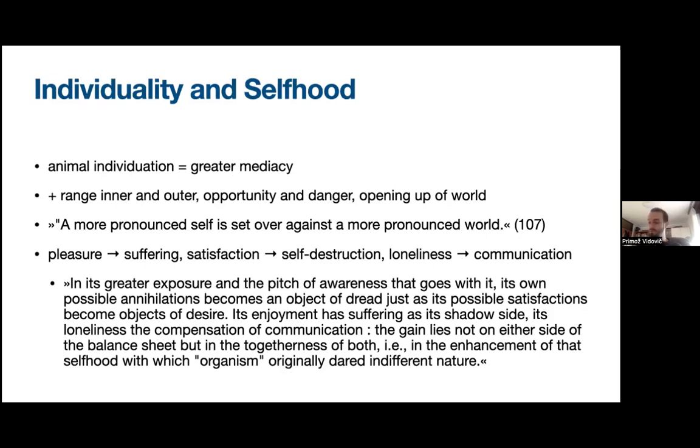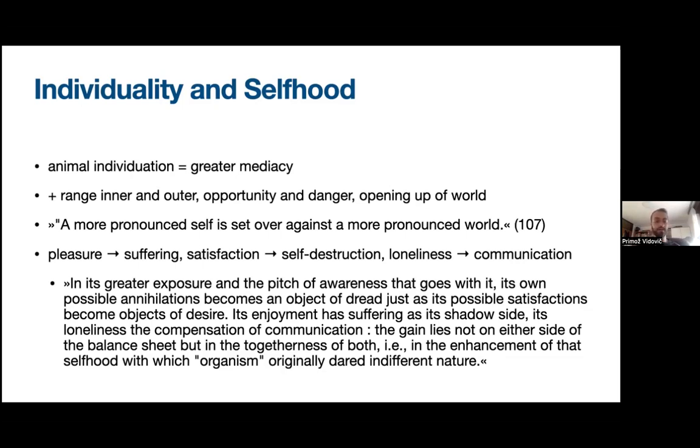With all this comes also greater individuality, which of course we've already had in a certain sense, this sense of selfhood, which emerges with the autonomous freedom of the basic organism. But with the development of the central nervous system and these more sophisticated perceptive and motor abilities, we have an opening up of the environment with possibilities and dangers, but also an opening up of this inner dimension of selfhood. A more pronounced self is set over against a more pronounced world.